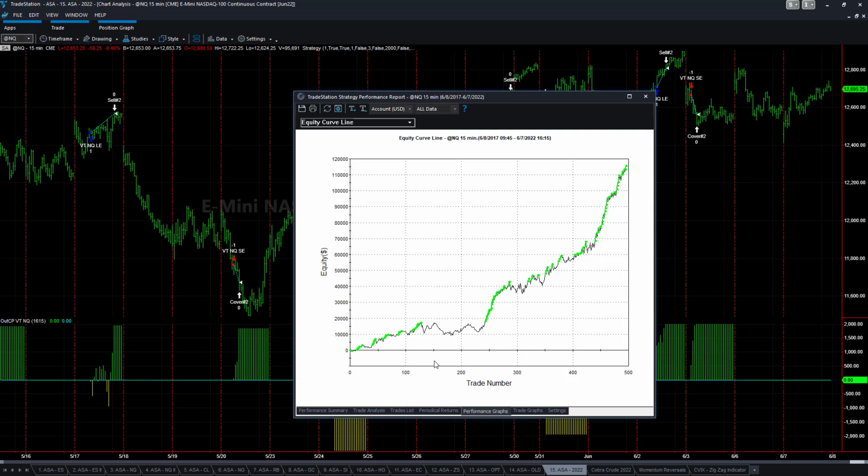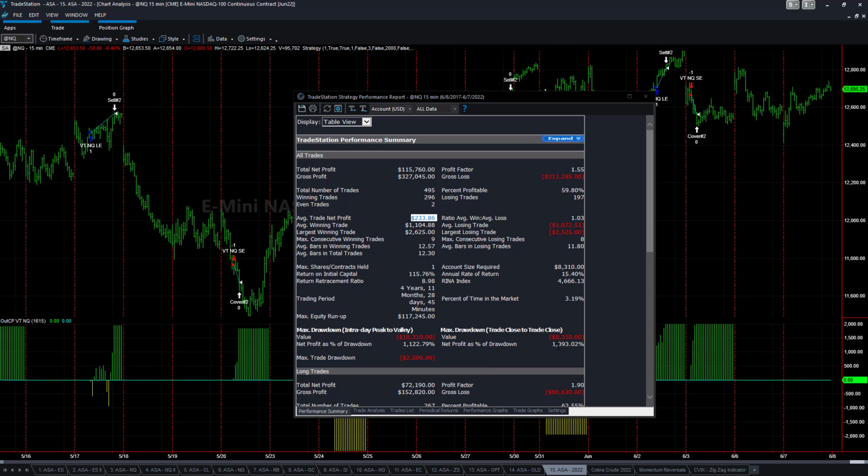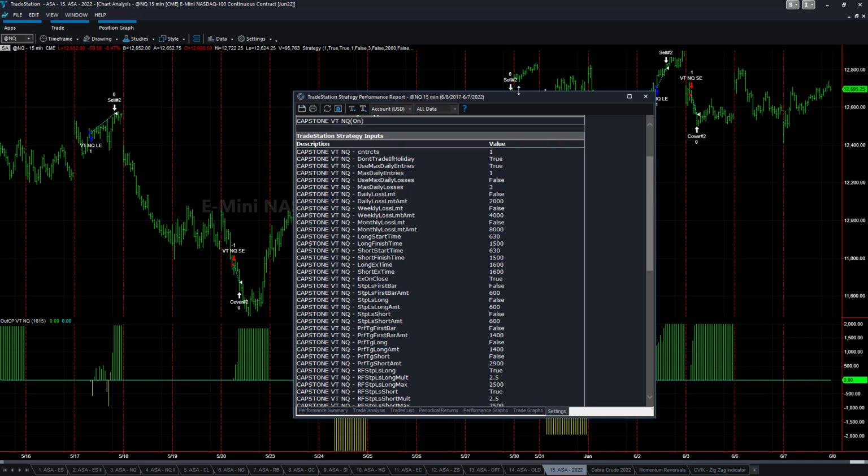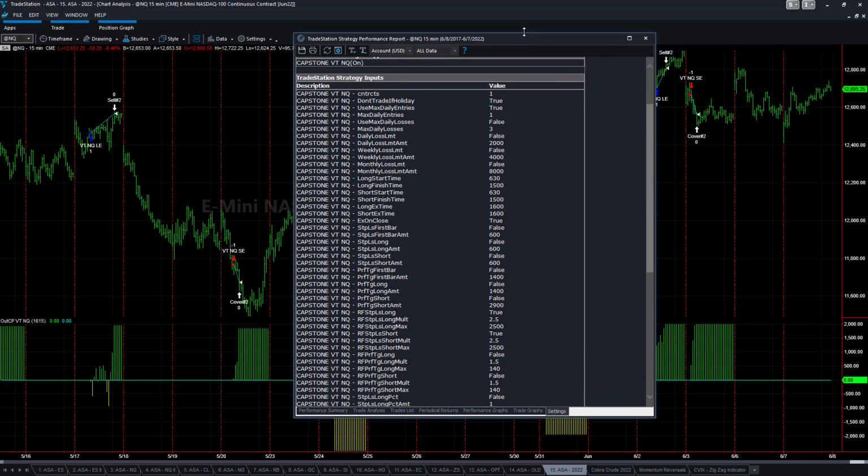Last 2 years it's done better in the higher index levels and higher volatility. 83.10 max drawdown, and 59% profitable, 59.8%, almost 60% profitable. I want to go over the settings for this. I'm going to click on the settings tab, and you can see there is a long list of settings, many of which are set to false and are not used.